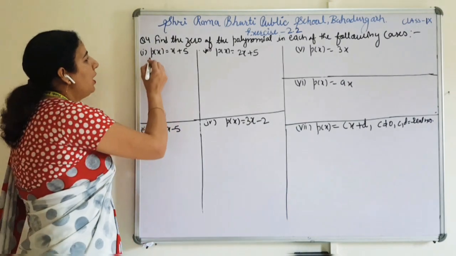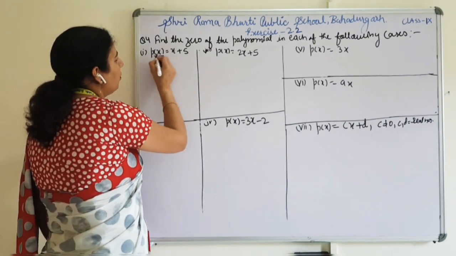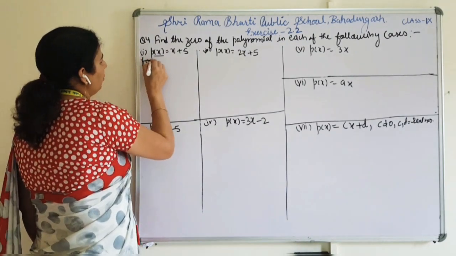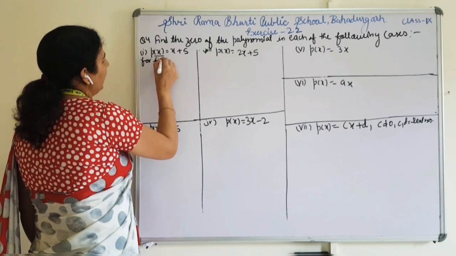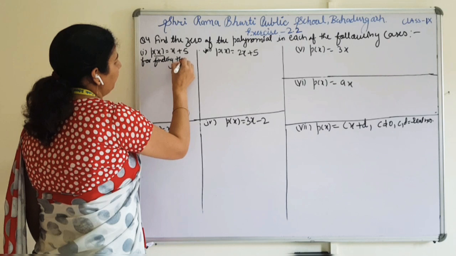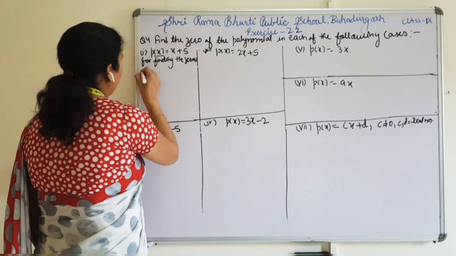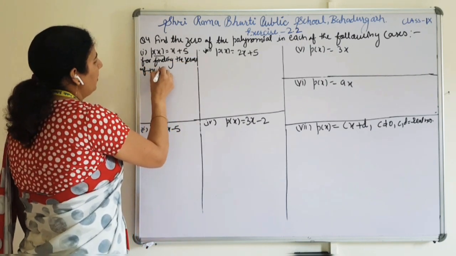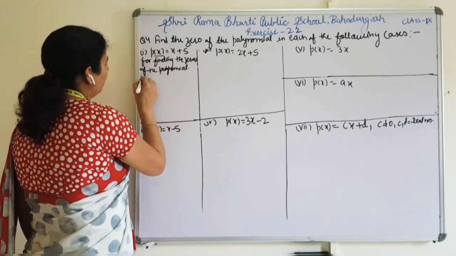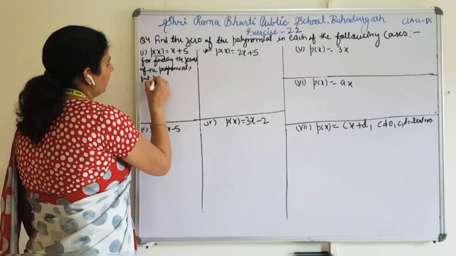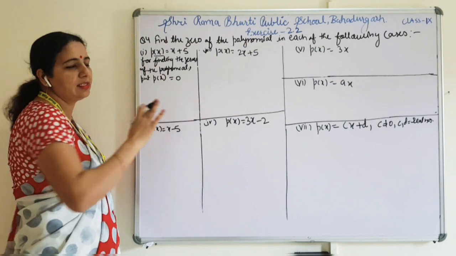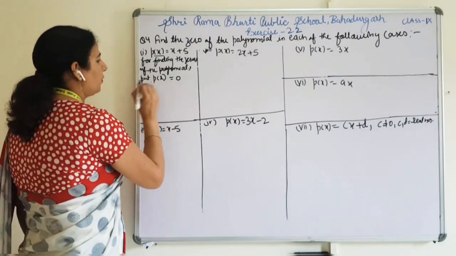So what we will do? I just want to find out the zeros of this polynomial. So for finding the zeros of the polynomial, put p(x) is equal to 0. This line you have to write in each and every case and every time. Put p(x) is equal to 0.